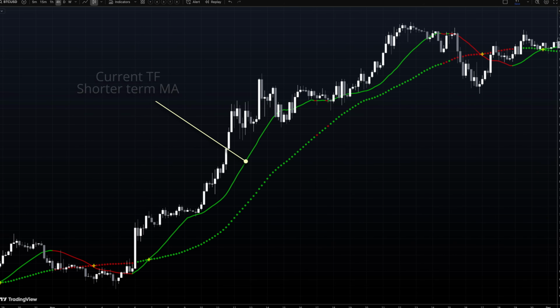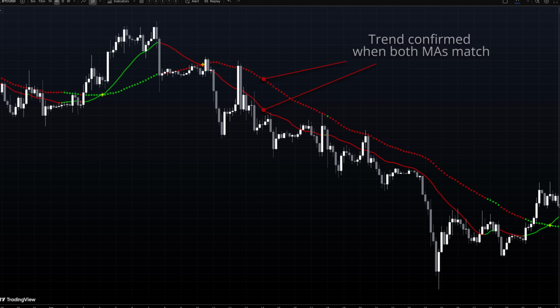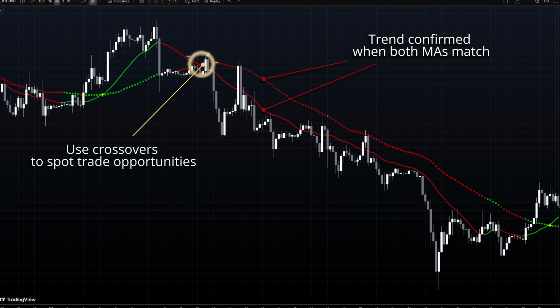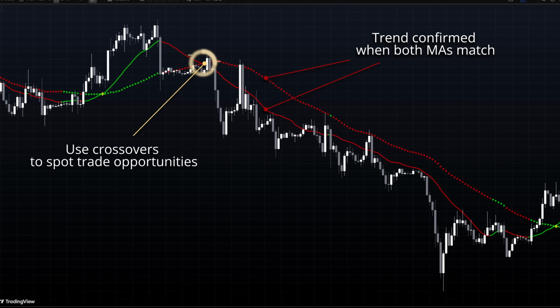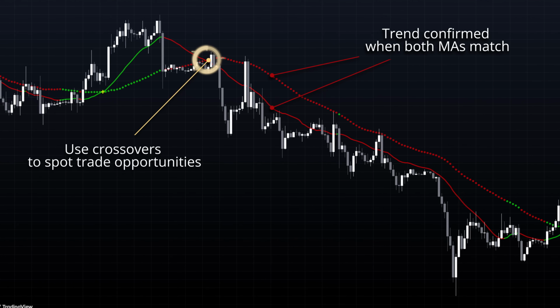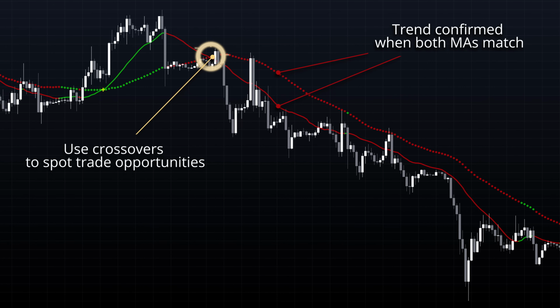A typical strategy involves using a shorter-term MA from the current time frame alongside a longer-term MA from a higher time frame to identify high-probability trade entries when they align. The color-changing feature helps quickly assess trend direction, while the crossover detection provides specific entry or exit signals that combine the insights of different calculation methods and time frames.